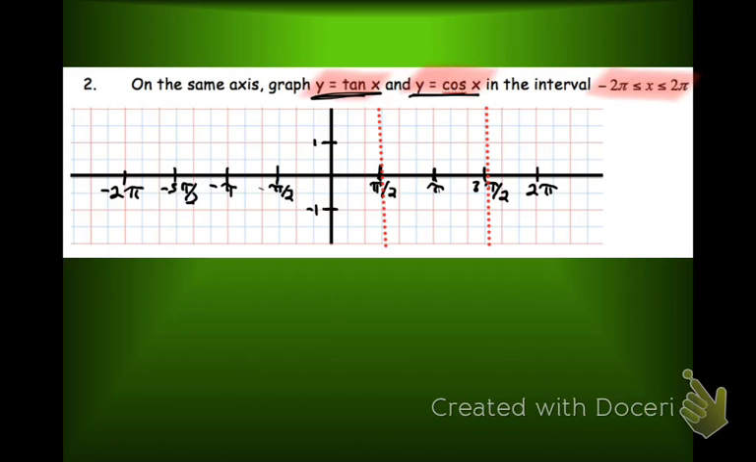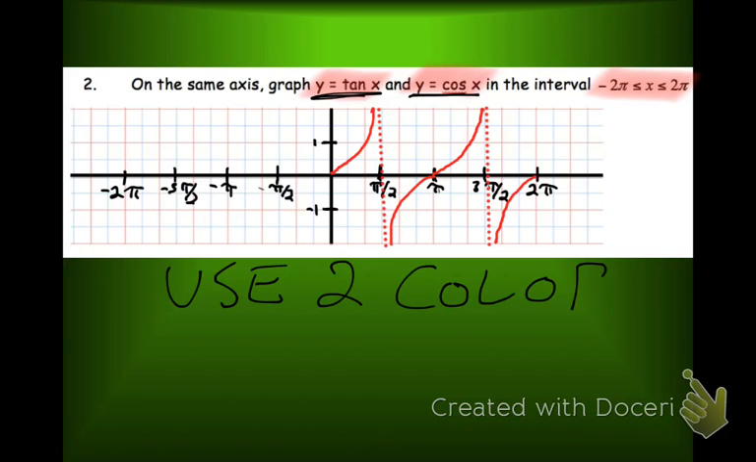So the tangent graph, we already know, on this half looks something like this. And the cosine graph, and it will be a good idea to use two colors so that you know which one is which. So I did half of the tangent there. The half of the cosine graph, if I use a different color, goes something like this.